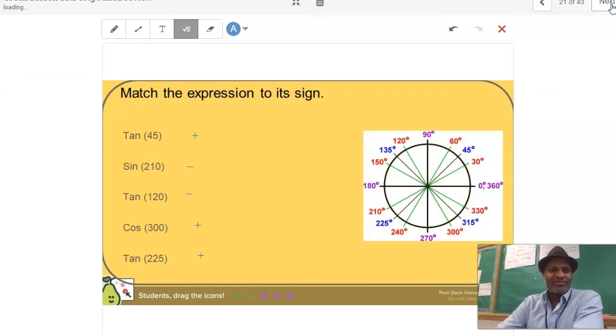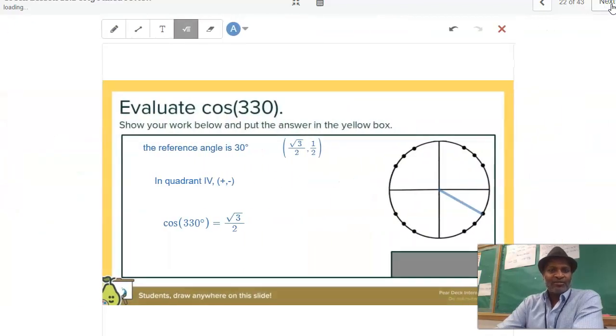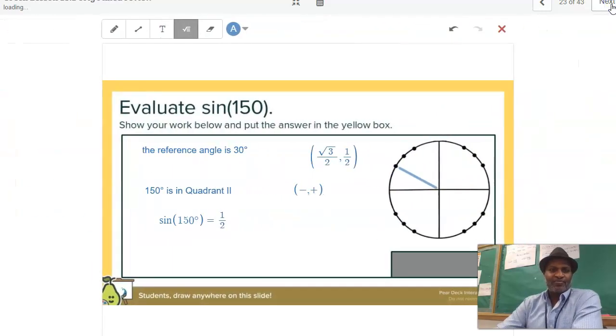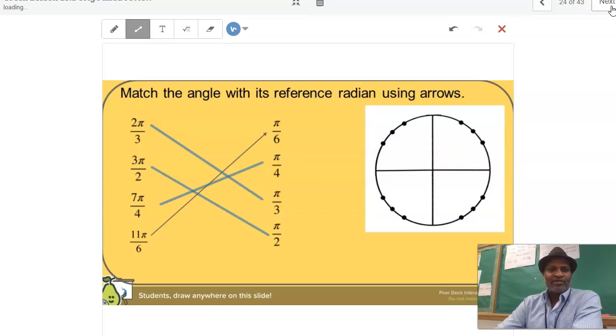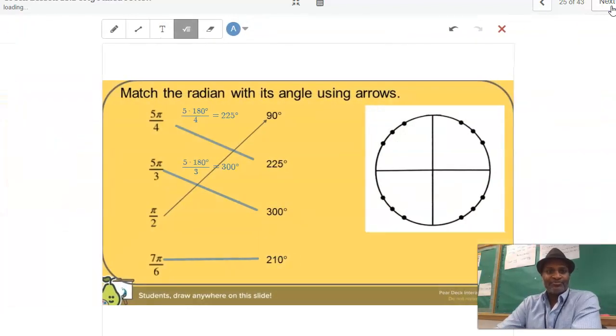All right. Match the expression to its sign. Okay, this is where you use your reference angle so that you can evaluate. Okay, there's another example. All right, here's how you find the reference angle in radians. All you really need to look at is the denominator. All right, here's one where we convert it to degrees, and then we find a reference, we find a radian.